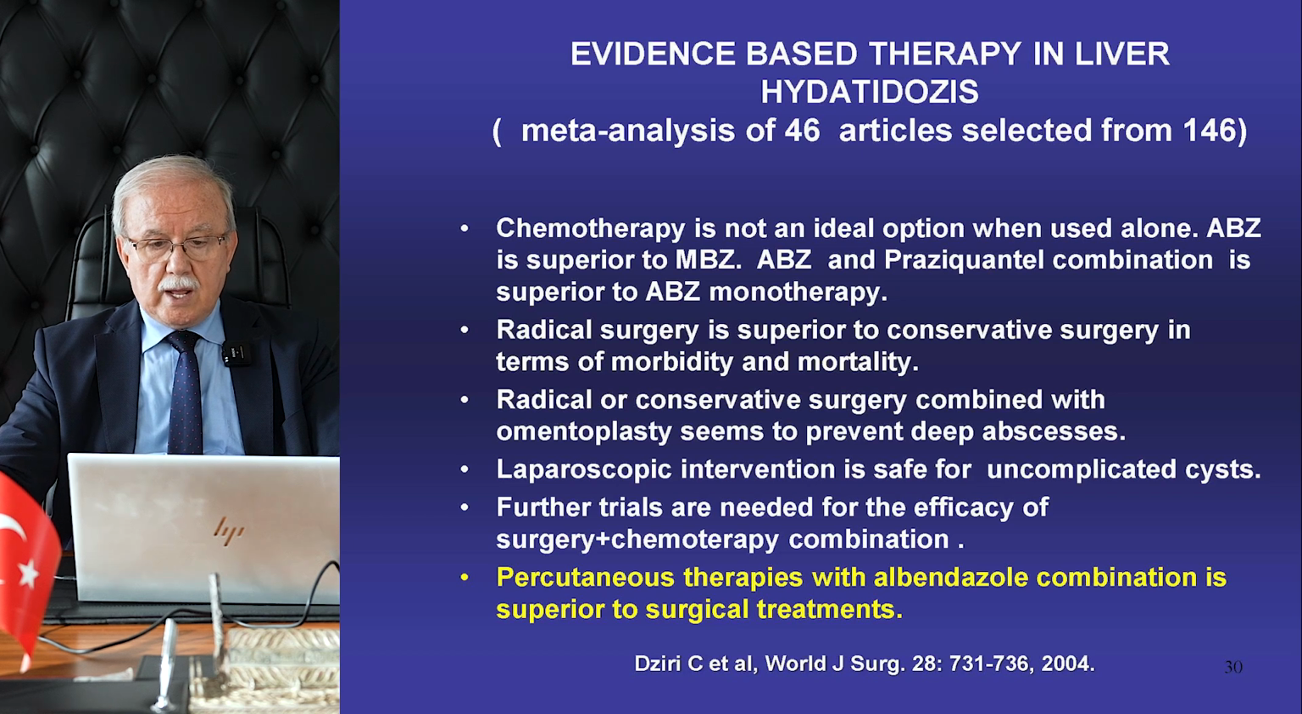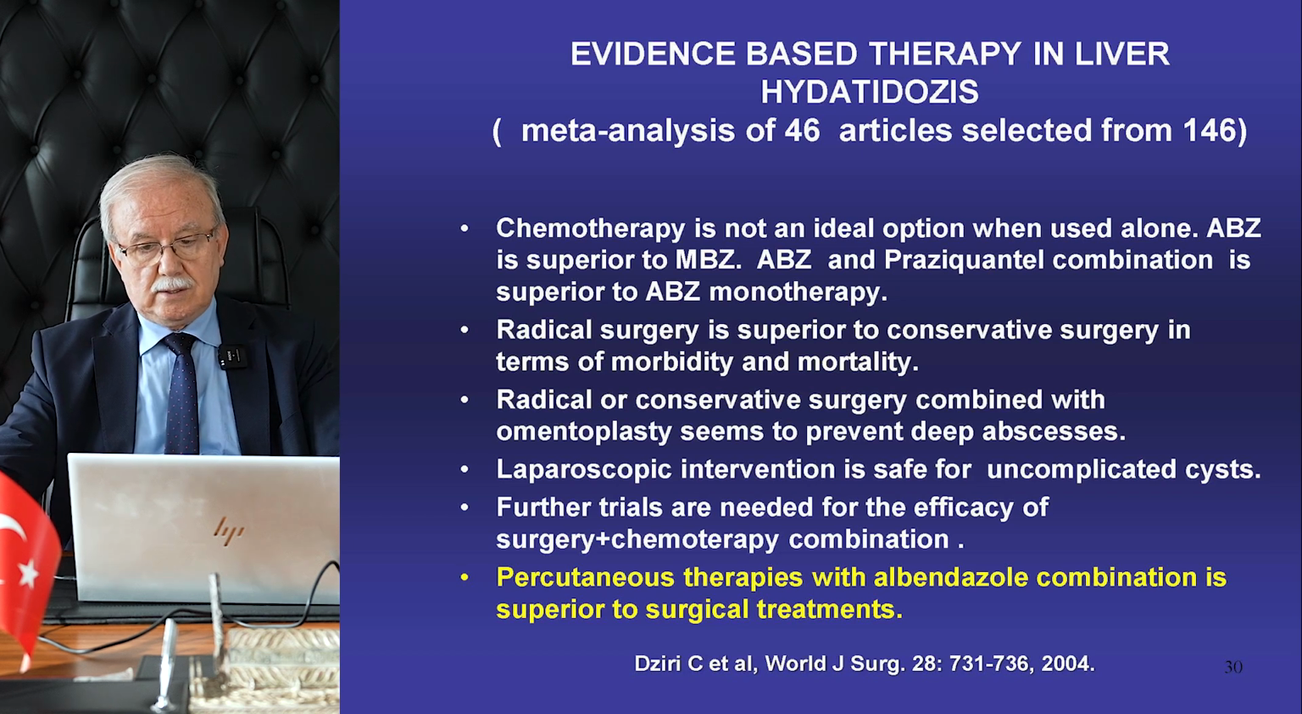When we look at the meta-analysis of 46 articles selected from 146, chemotherapy is not an ideal option when used alone. Albendazole is superior to mebendazole. Albendazole and praziquantel combination is superior to albendazole monotherapy. Radical surgery is superior to conservative surgery in terms of morbidity and mortality. Radical or conservative surgery combined with omentoplasty seems to prevent deep abscesses.